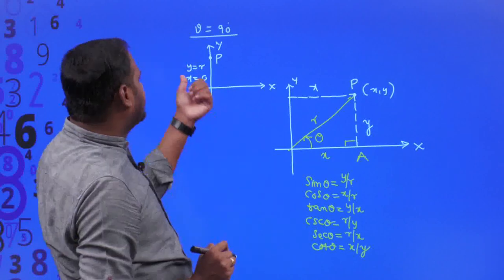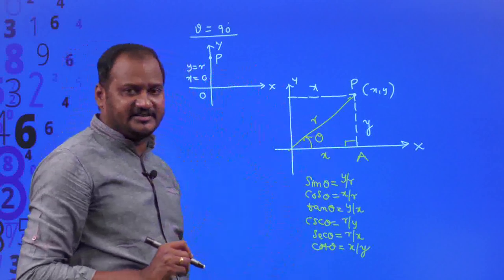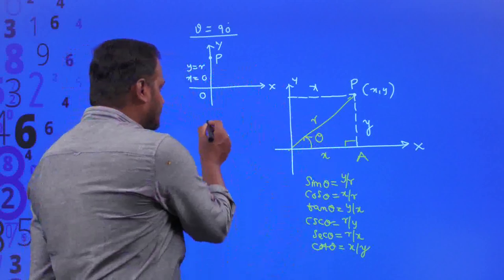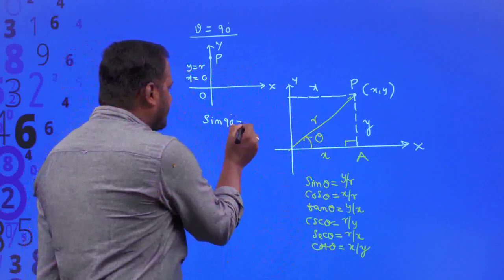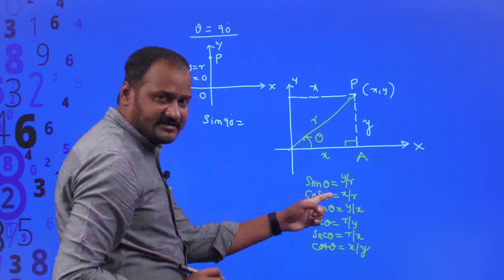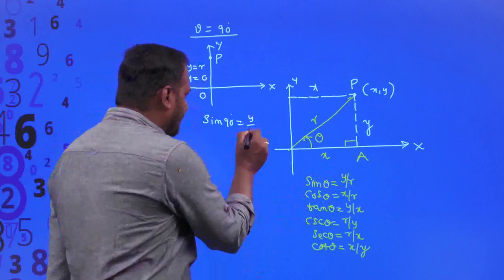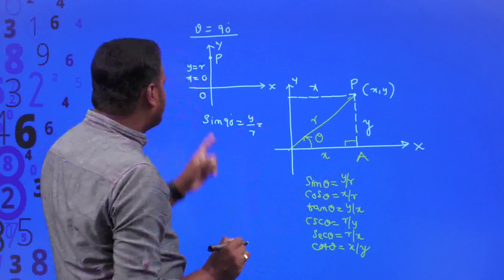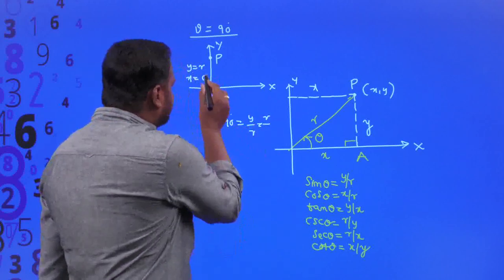Right. So with the help of this x, y, r, will you be able to find out all 6 trigonometric ratios? Yes, of course. So first of all, what is sine 90 degrees? Now, theta is equal to 90 degrees. Sine 90 is equal to y divided by r. So y by r, where the value of y is equal to r, so r divided by r is equal to 1.